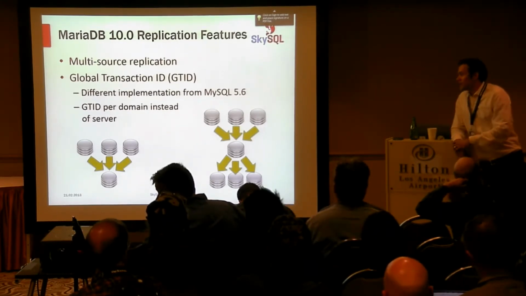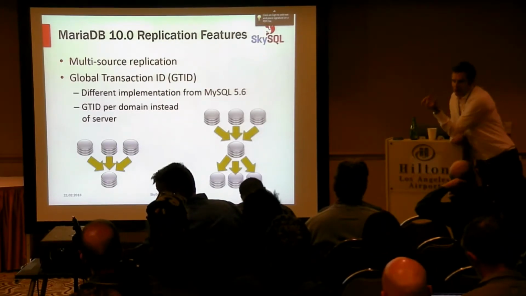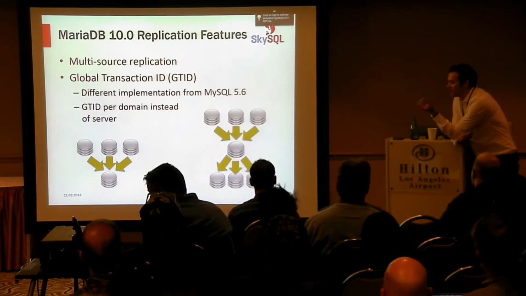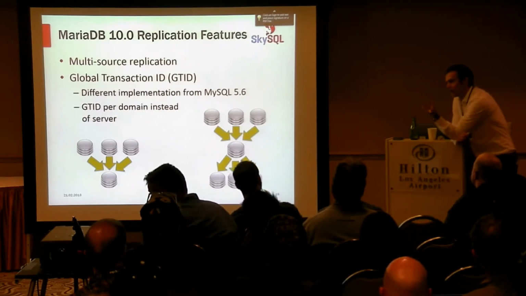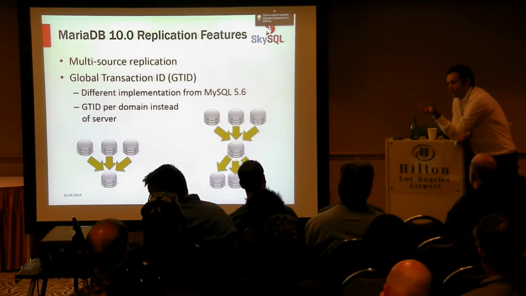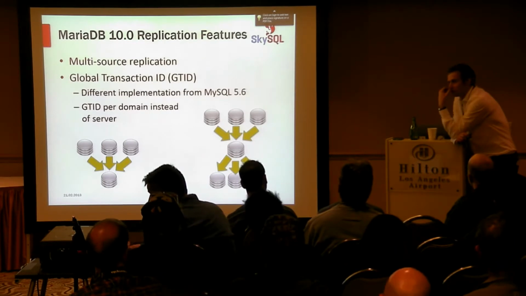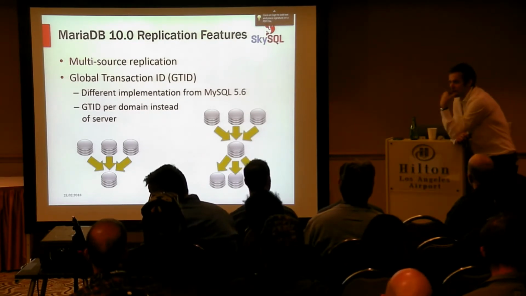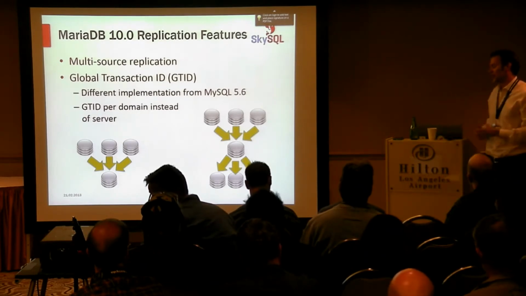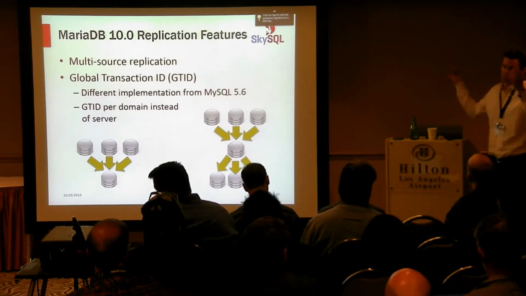In each domain, the domains have to be, as I said, non-conflicting. Separate domains cannot have conflicts. So if you have an auto increment, you cannot use the same auto increment in a different domain. It won't work. So that's kind of the idea. Basically you can't use the same primary keys here and there. It won't work.